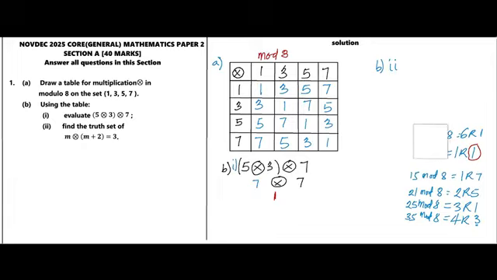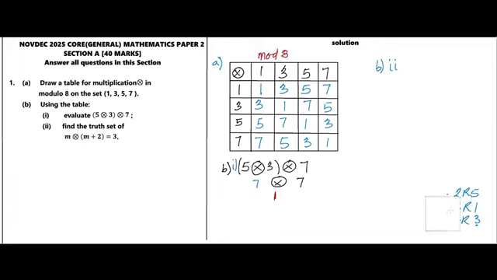With B(ii), we are told to find the truth set of m multiplied by (m plus 2), and this must be equal to 3. Anytime you are given something of this sort, we just have to do substitution and simplify and see.